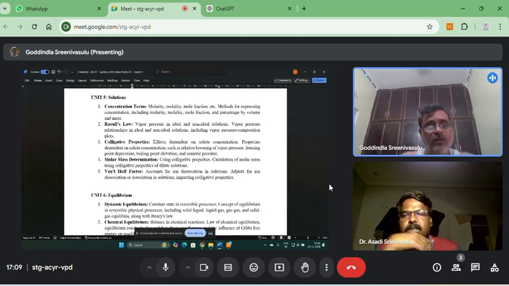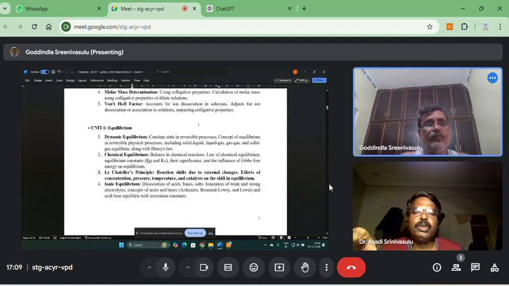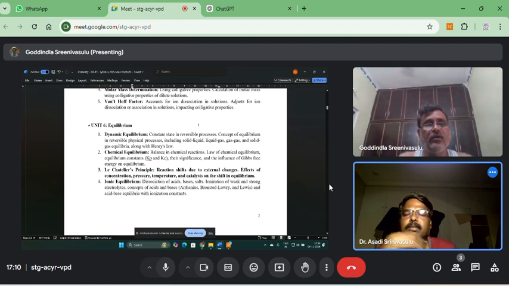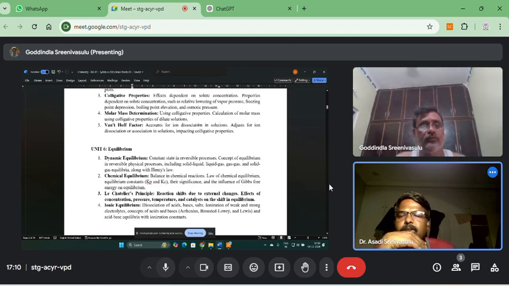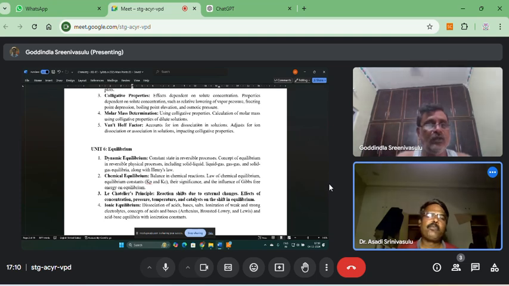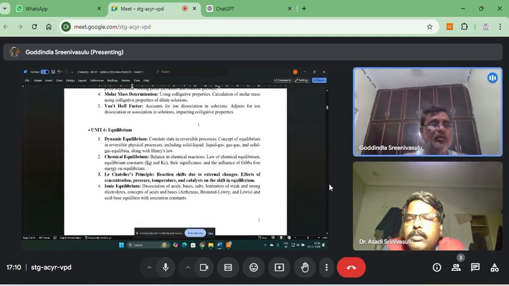Then this is according to the 2025 syllabus I prepared. It's the latest syllabus. Unit 6, equilibrium. In equilibrium, this is a chemical equilibrium.